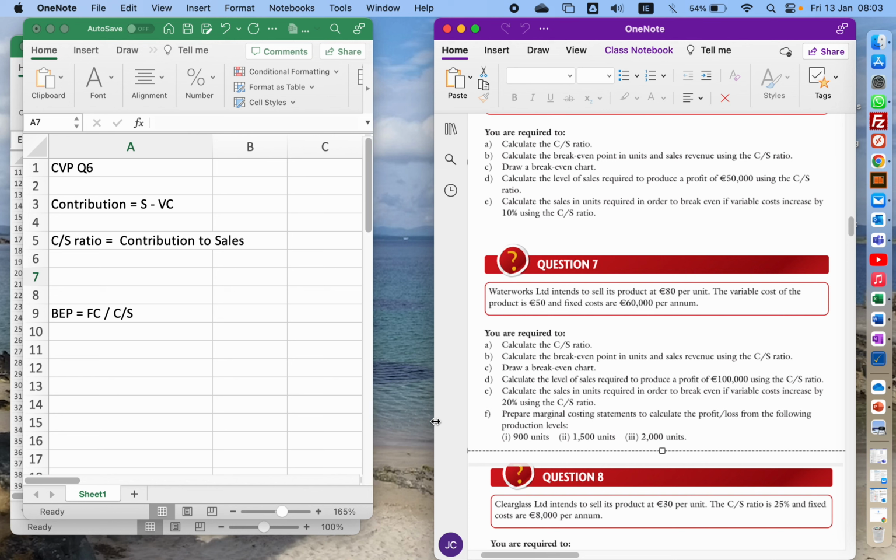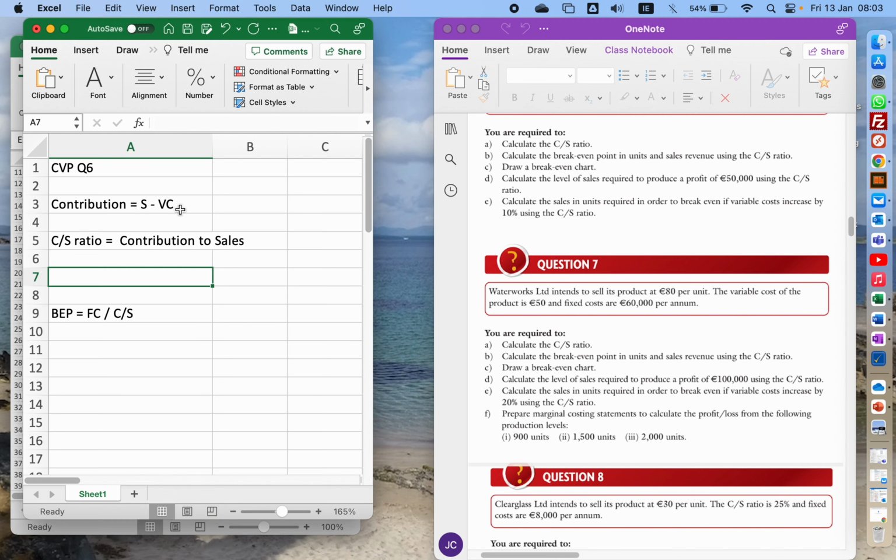So it's a little bit different than the other, but you're still dealing with the same terminology, variable and fixed costs, things like break even that we've already talked about before. So first of all, we have to work out our contribution to sales ratio. Contribution is sales take away variable costs, the first part of the other formula that we had dealt with before.